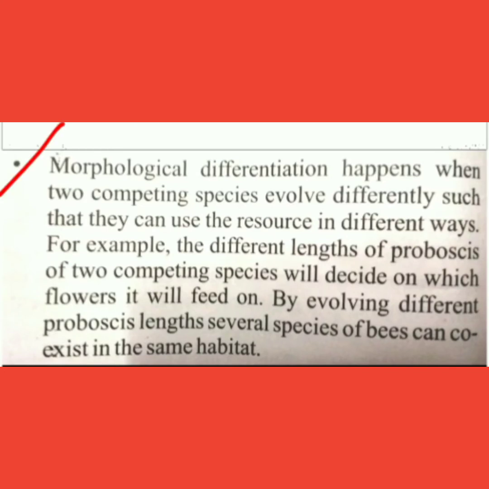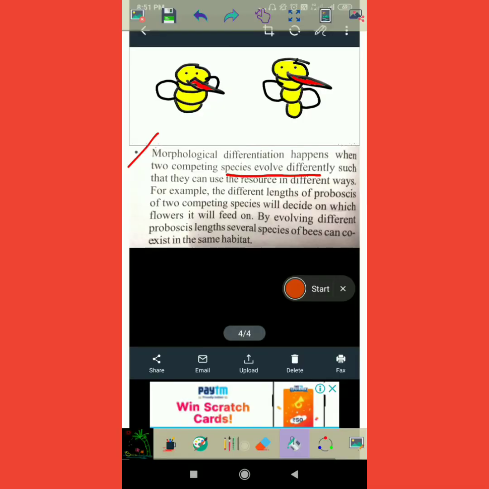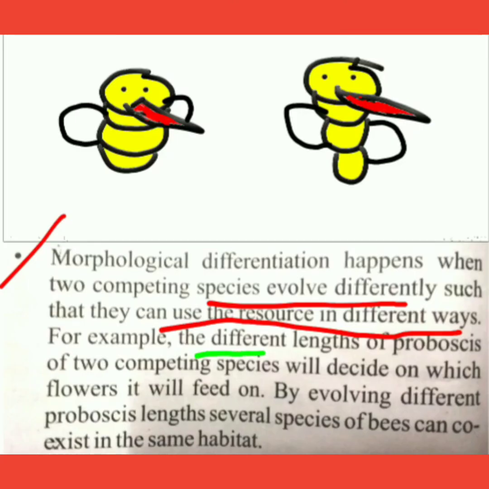Next one is morphological resource partitioning. Morphology means the form and structure of an animal. So morphological differentiation happens when two competing species evolve differently. They evolve their features in such a way that they can use the resource in different ways. Example, the different length of proboscis. Proboscis means sucking mouth part.